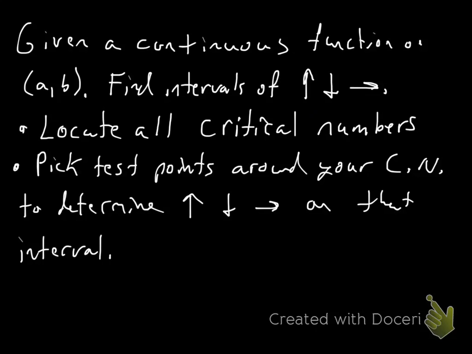Then you're going to pick test points around your critical numbers, and that's going to determine whether we are increasing, decreasing, or constant. Around our critical numbers, if we have a change from decreasing to increasing, we'd have a relative minimum, or a change from increasing to decreasing, we'd have a relative maximum. So that'd be using our first derivative test.